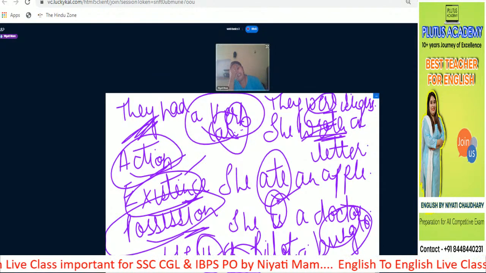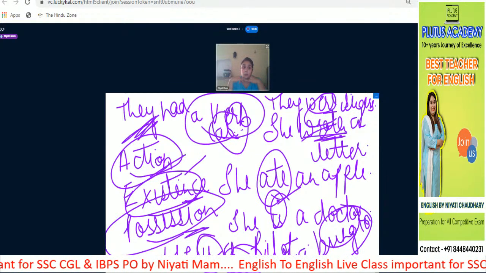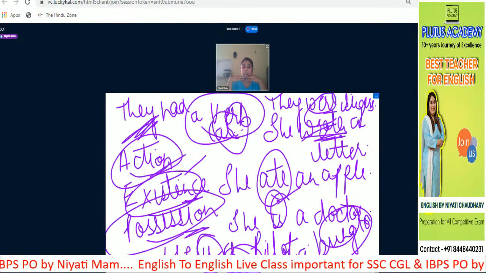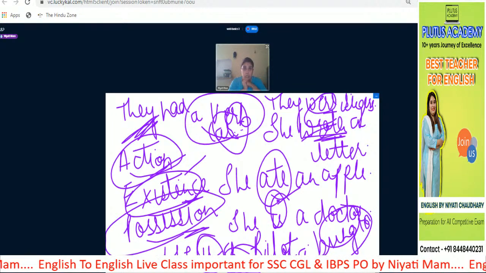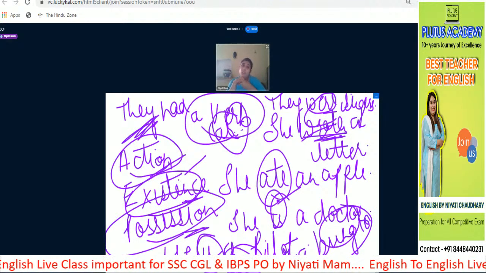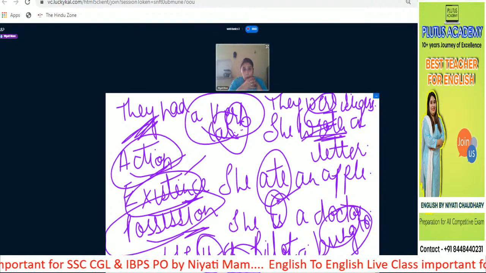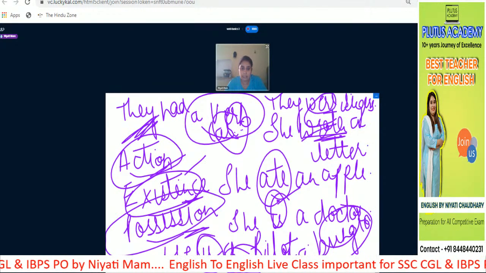So from all the sentences, you people must have understood that a verb can represent an action, an existence, or a verb can be used to show a possession. These are all the functions of verbs. These are the things for which verbs are used in a sentence. Moving on to the next slide.